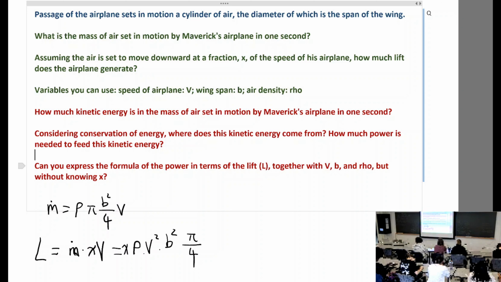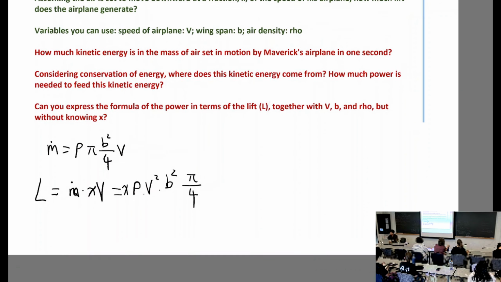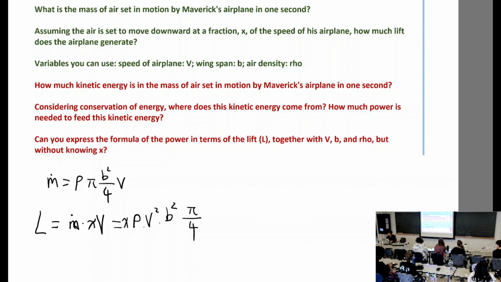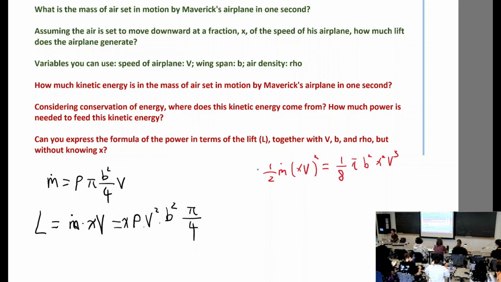Okay, good. Yeah, there is a factor of 2. Otherwise, it's all good. All right, I think all the teams get it, and let me just write down the answer here. The amount of kinetic energy is equal to half of m dot times the speed of the air, not epsilon, x v squared, right? After you calculate this out, it is 1/8 of pi b squared x squared v cubed.